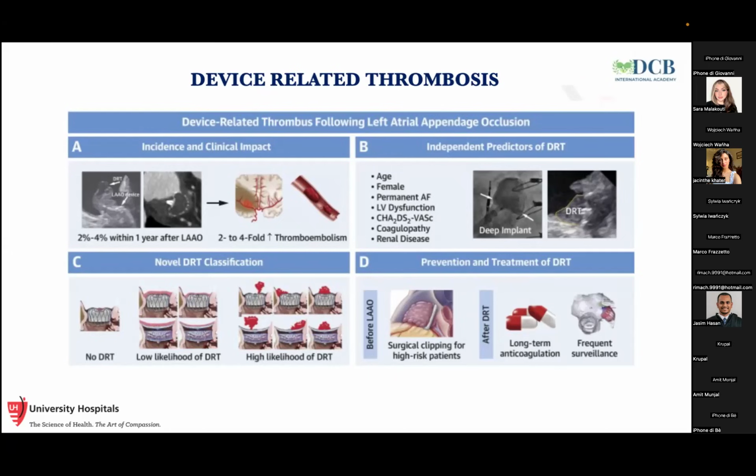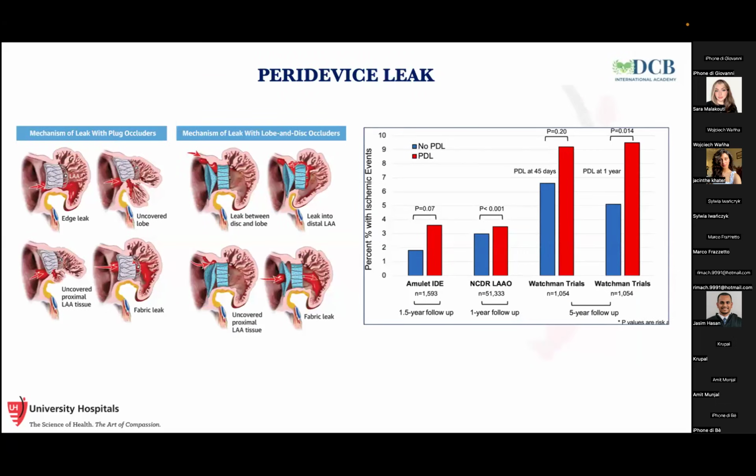And there are some independent predictors such as age, female sex, permanent atrial fibrillation, left ventricular dysfunction, high CHA2DS2-VASc, coagulopathy, and renal disease. How to manage DRT? What we can do is prescribe long-term anticoagulation, probably the new anticoagulant drugs, and frequent surveillance. Another big problem, as we said before, with left atrial appendage occlusion is the peri-device leak, which can have different sizes and different shapes.